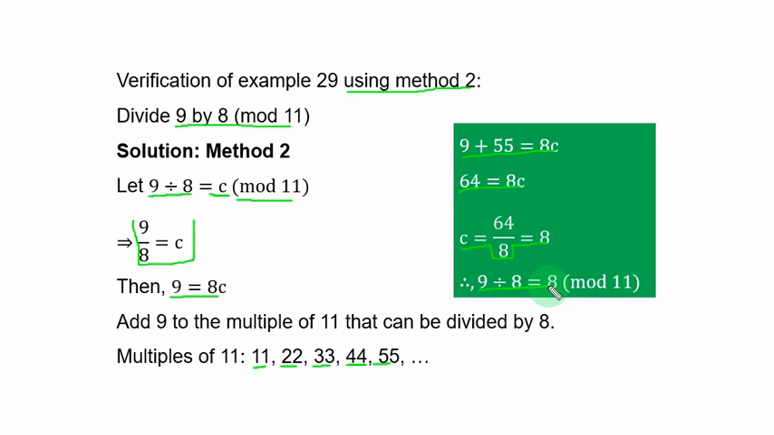When we solve using the first approach, we have 9. Now we are having 8. Both answers are correct because 8 and 9 are elements in modulo 11.